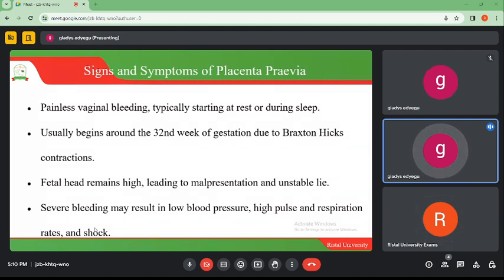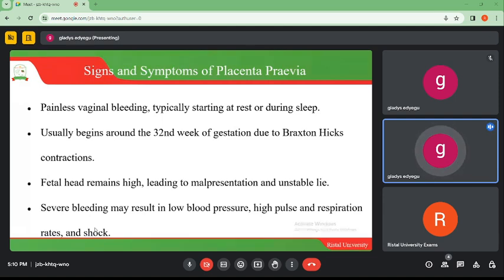That can be one of the signs of placenta previa, and it usually begins around the 32nd week of gestation due to Braxton Hicks contractions. Braxton Hicks contractions are contractions that start at a time when the uterus is preparing for labor. You may think the mother is in labor, but actually the uterus is just exercising and preparing itself for that time of labor.